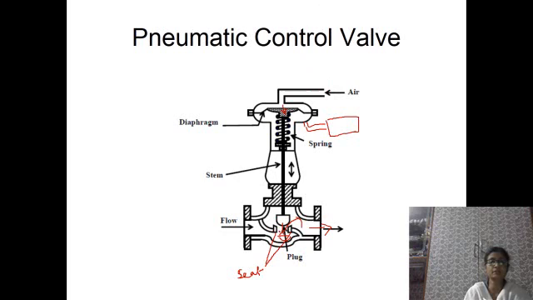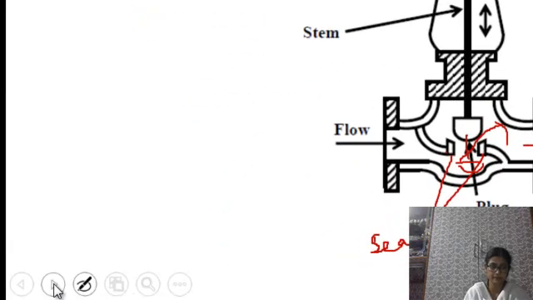So the structure of the valve will be completely different for air to open type and air to close type, or it may be stated as air failure to close type or air failure to open type. That means when air fails to reach due to instrumental failure, if air fails to reach the upper portion of the diaphragm, that is the air failure to close type, and air failure to open type.